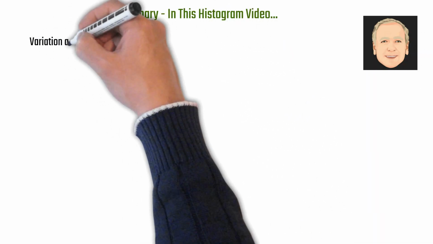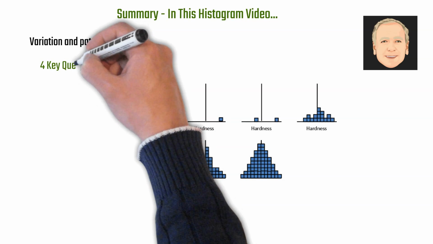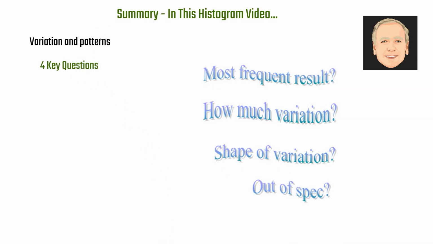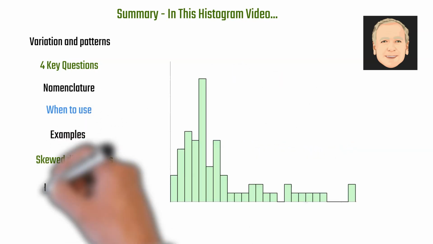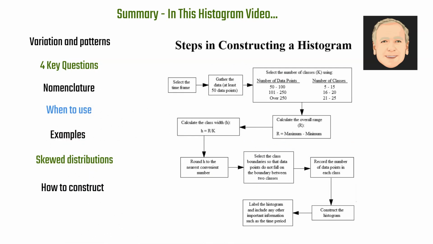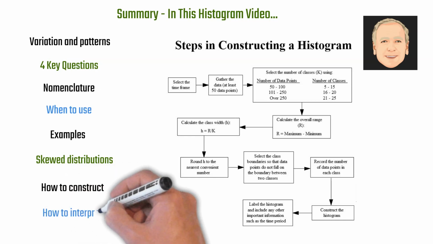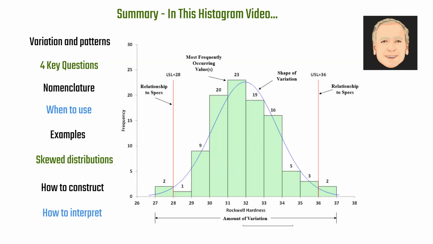So in this histogram video, we took a look at patterns of variation. We answered the four key questions that a histogram will answer for you. We talked about nomenclature, when to use them, some examples, talked about skewed distributions, how to construct them, and then of course, how to interpret them.